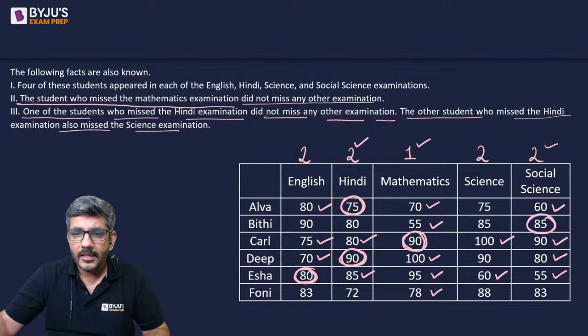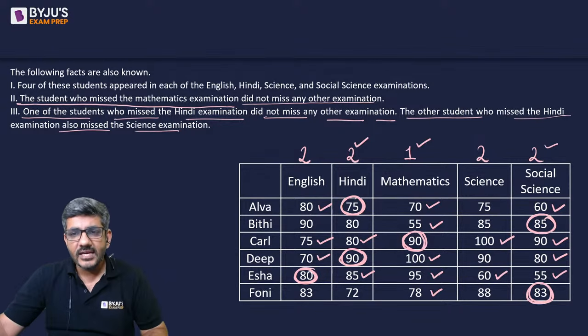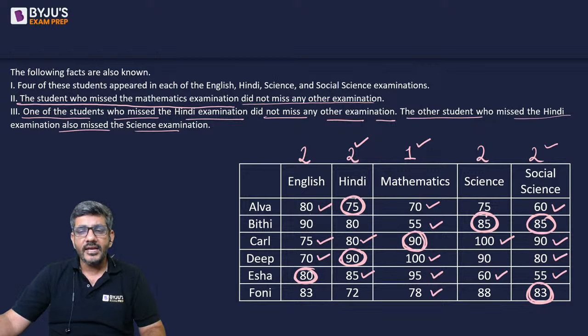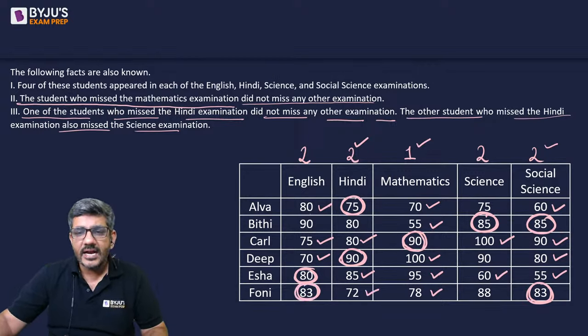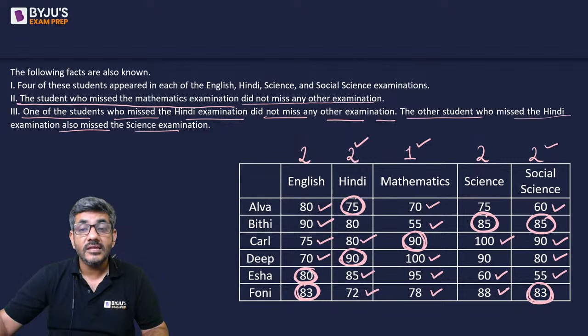अब सोशल साइंस तो चार लोगों ने अपीयर किया हुआ है, एल्वा, कार्ल, दीप और ईशा। So if social science is missed by two people, they must be Bithi and Phony. And Bithi has got the same score in social science and science. तो उसने साइंस भी मिस किया होगा। And Phony has got same score in social science and English. तो उसने इंग्लिश में मिस किया होगा. And that makes the complete data.